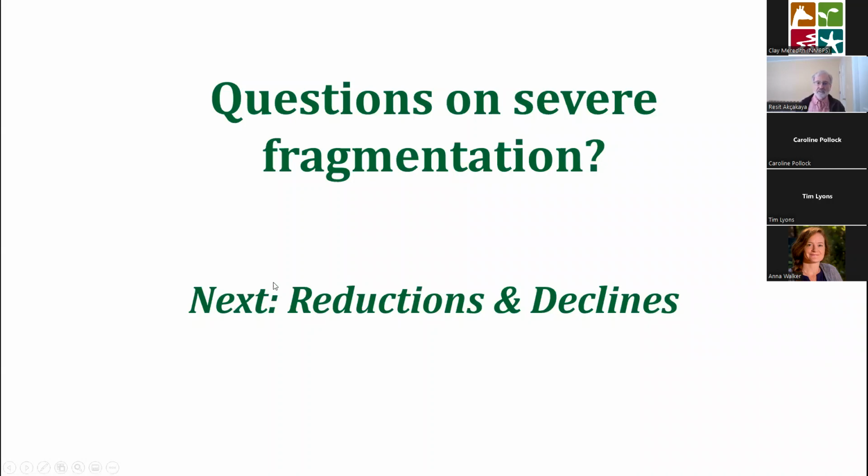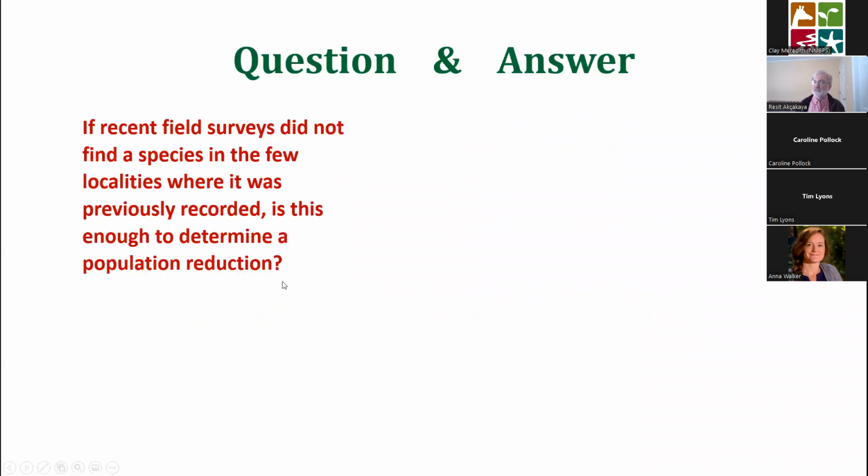So let's move on to reductions, and I'll start with a difficult question, another difficult question, and it says, if recent field surveys did not find a species in the few localities where it was previously recorded, is this enough to determine a population reduction?